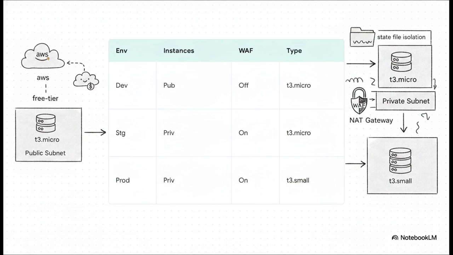In your dev environment, you're running T3.micro instances in public subnets just to stay firmly tucked inside the AWS free tier. But the moment you promote to staging and prod, the whole architecture hardens. Your instances are moved into private subnets, sitting safely behind a NAT gateway. The web application firewall kicks on, and your instances get beefed up to T3.smalls. Plus, every single environment gets its own isolated state file.